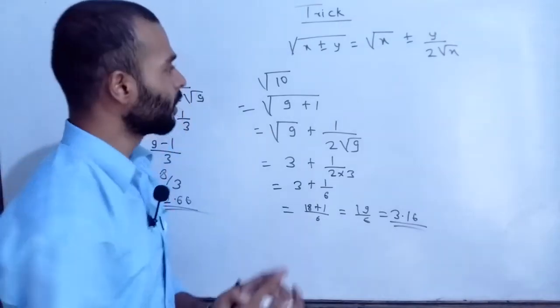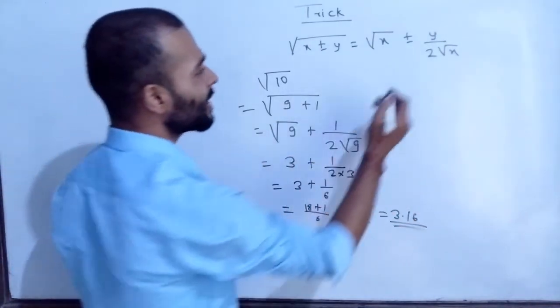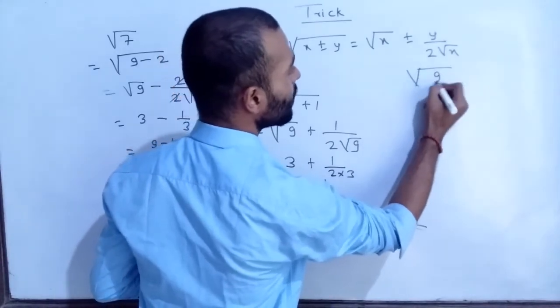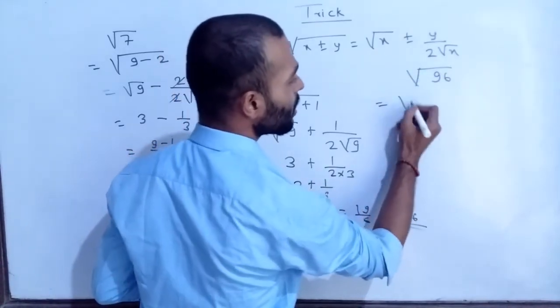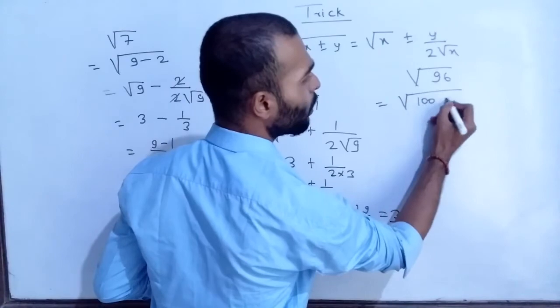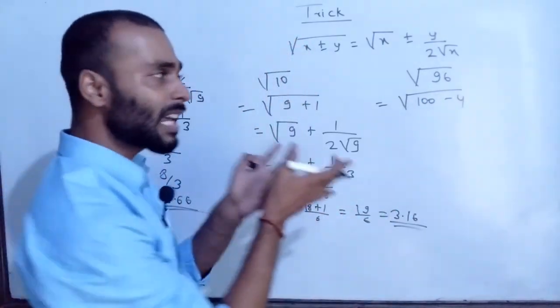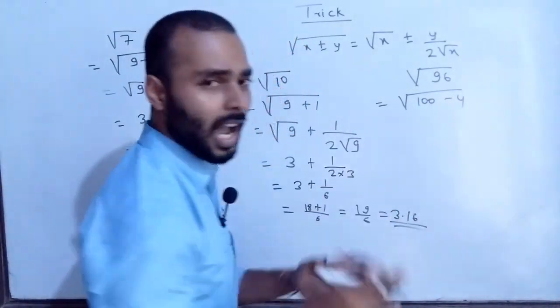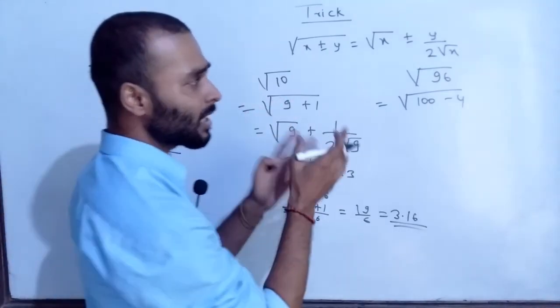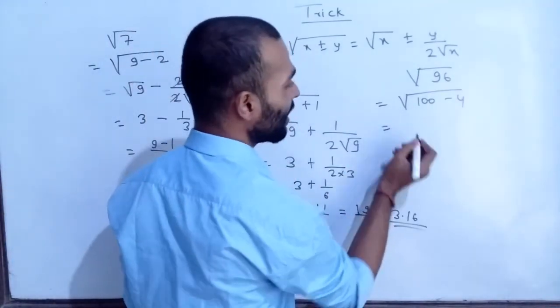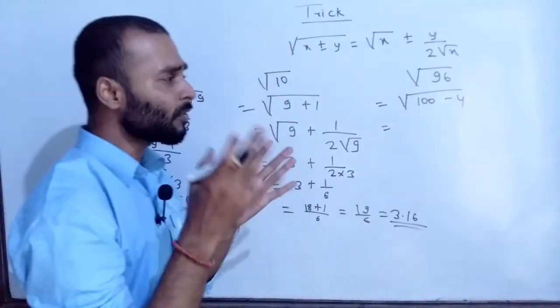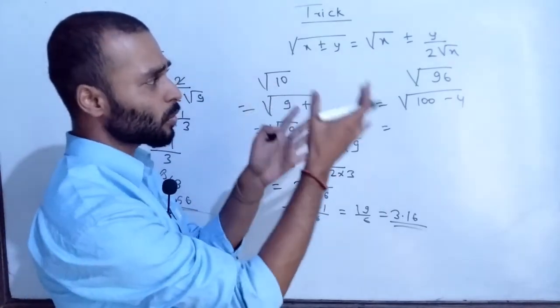Now we will solve root 96. Root 96 can be written as root of 100 minus 4. Are you focusing? Are you understanding? So just focus on the board. It is very easy, and if you are understanding, you can also solve it.